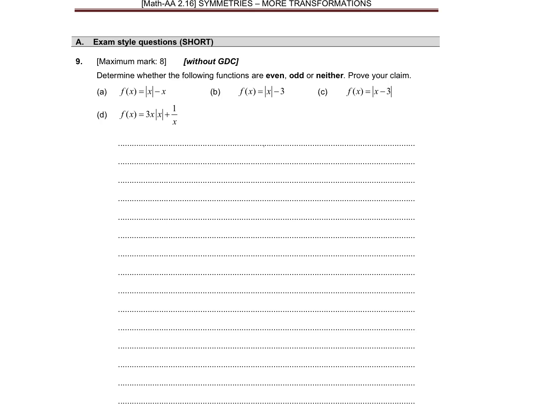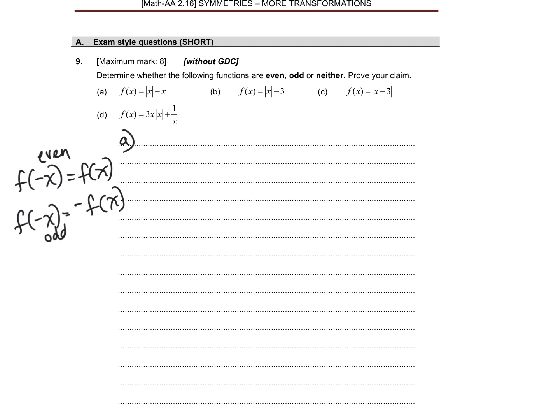All right, so if we want to determine whether the functions are even, odd, or neither, remember we need to just substitute in negative x. If we get out the same thing, it's even. If we get out negative f at x, it's odd. Okay, so when we substitute in negative x into the first function, we're going to have absolute value of negative x minus negative x. And this is equal to the absolute value of x plus x, which is neither.